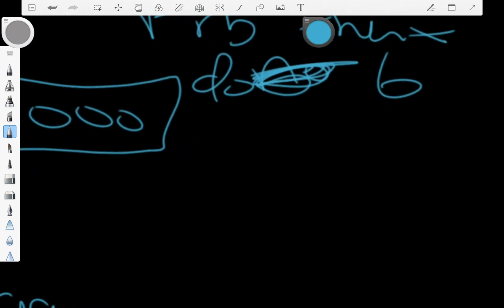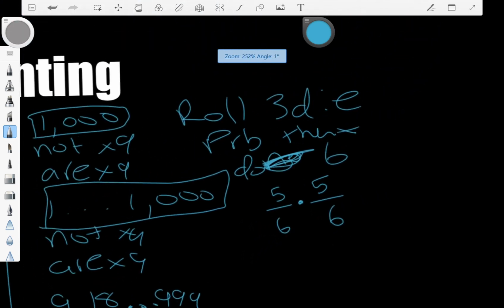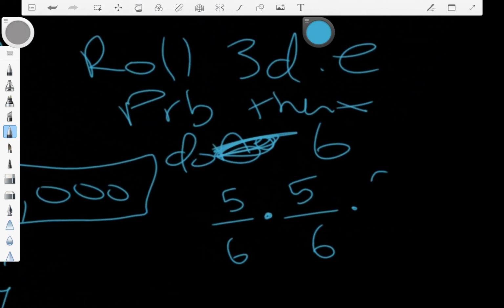Well, for the first die, what is it? It's 5 over 6, right? Because there's a 1/6 chance that we do get a 6, so there's a 5/6 chance that we don't. For our second die, we have, once again, 5 over 6, right? And for our third die, once again, 5 over 6.